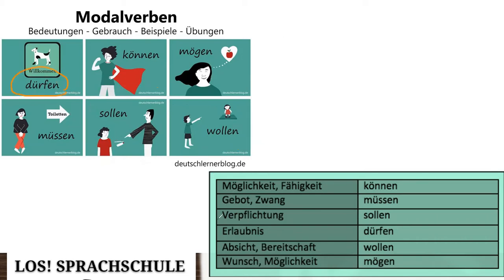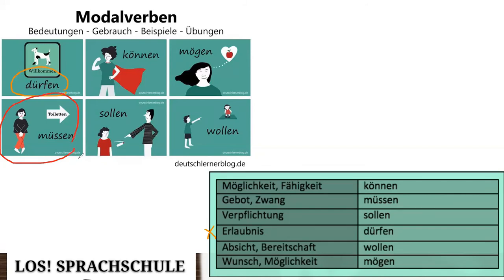Dürfen is used for permission. This is where we have the picture here of the doggy who's welcomed. He's allowed to enter. So being allowed, of course, asking for permission, giving permission, and in a negative sense, of course, to not allow something.